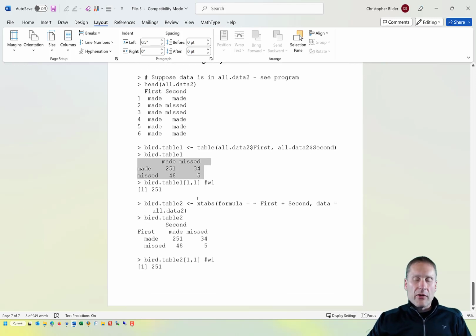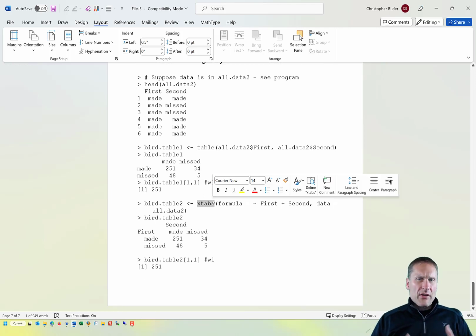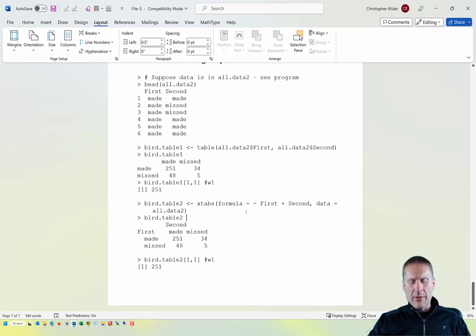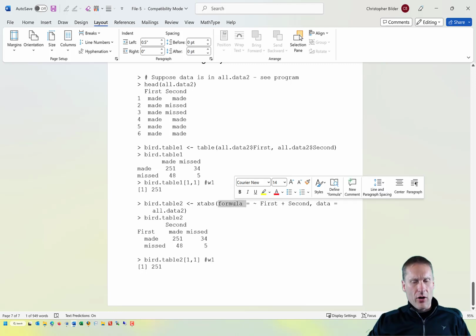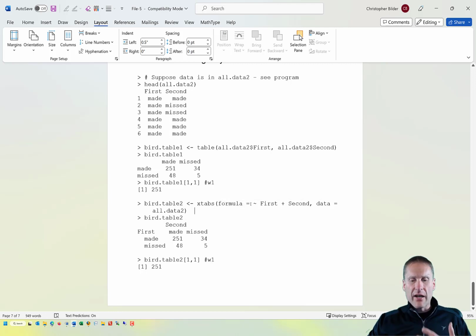An alternative way to do this is to use what's called the xtabs function. If you've heard of crosstabs or cross tabulations, that's where this name comes from. And the syntax is a lot different from what we have for table. First, I have an argument called formula. I say equal, and then I need to say tilde first plus second. Then I can say my data is in all.data2.